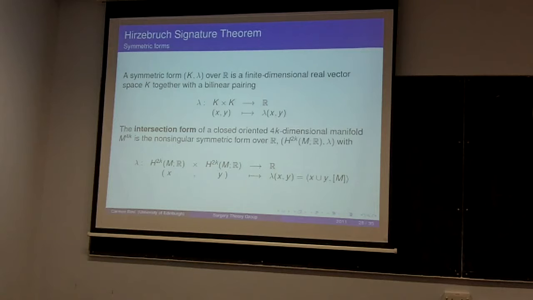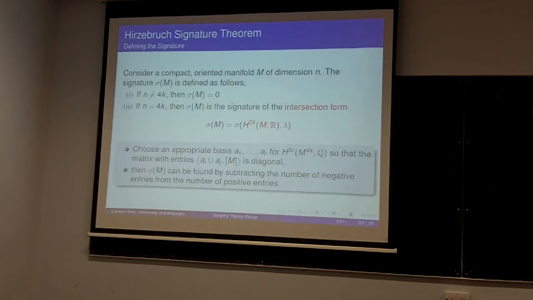So now we have a nice definition of intersection form, so we go back to understanding our definition of the signature. Here I have repeated this just as we had it before, so now this part was clear. Now when n equals 4k, the signature of the manifold is the signature of the intersection form. How do we compute that? Because that still looks a bit abstract.